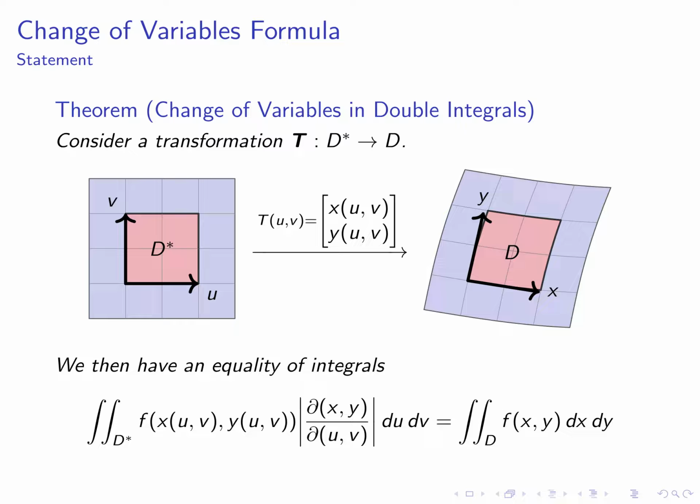Okay, so now we have enough of the language we need in order to state the change of variables formula. So the setup is, let's say we're studying a transformation capital T from one region D star in UV space to another region D in XY space. So the idea here is that we're starting with this region in the XY space, D, and at some point in our problem, we decided to introduce a change of variables function called T that relates this region D star to this region D.